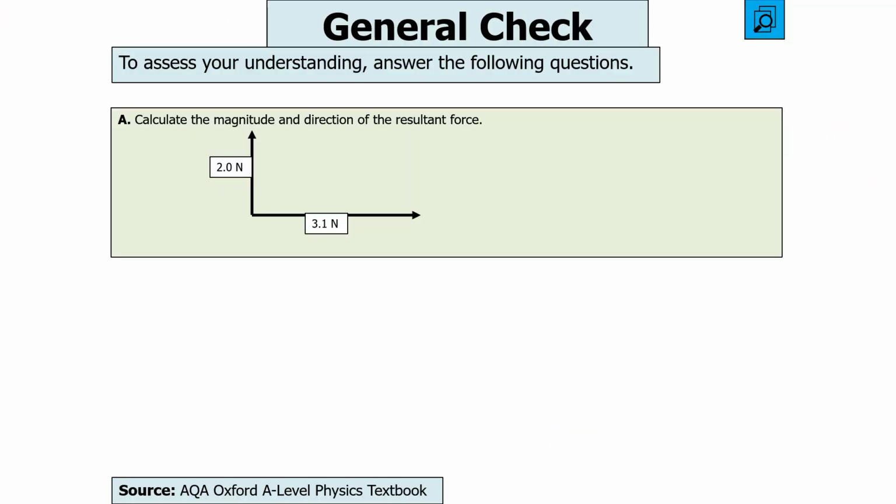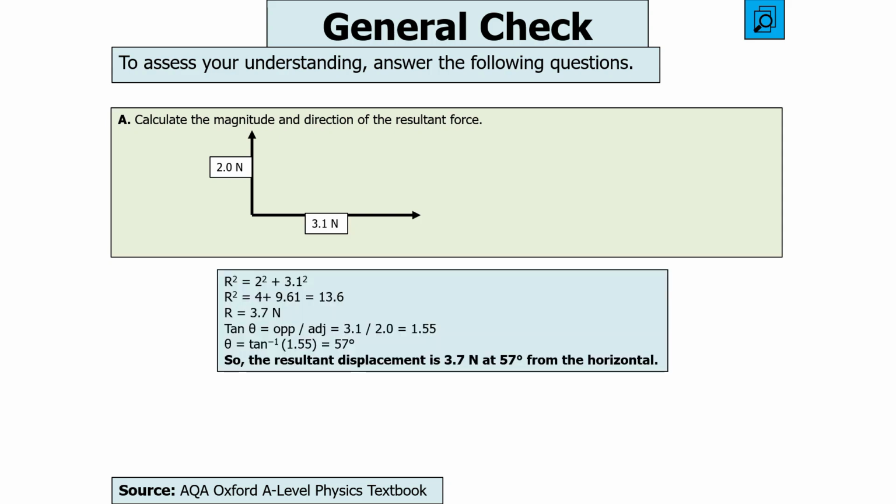Our first question says, calculate the magnitude and the direction of the resultant force. To work out this answer, we say R squared is equal to 2 squared plus 3.1 squared. Therefore R squared is equal to 13.6, so R is equal to 3.7 newtons. We can then say tan theta is opposite over adjacent, so it's 3.1 over 2, which is 1.55, so our angle theta is 57 degrees. So the resultant force is 3.7 newtons at 57 degrees from the horizontal.